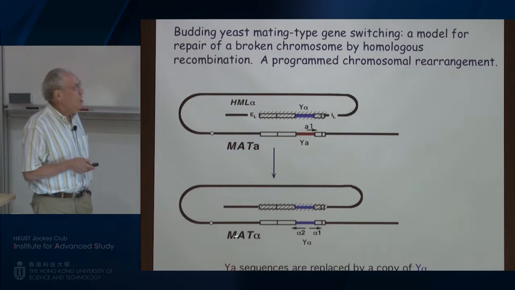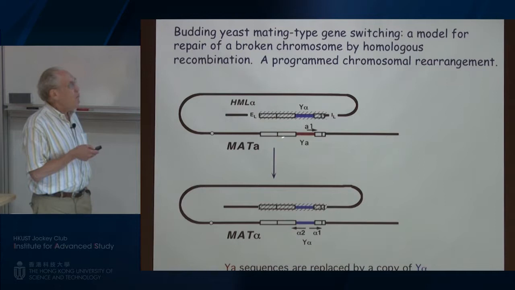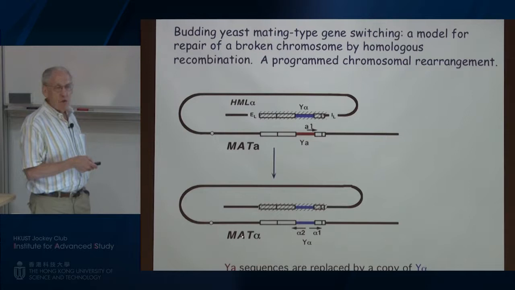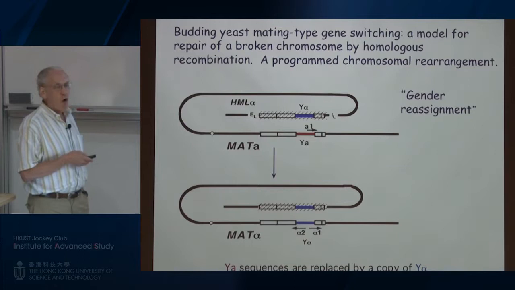But MAT alpha cells have this set of sequences, and remarkably, MAT a cells have a completely different sequence in the middle of this locus. And even more remarkably, these organisms, which are a class of organisms called homothallic organisms, have the ability to switch from one mating type to the other. And in the politically correct environment, we call this gender reassignment.